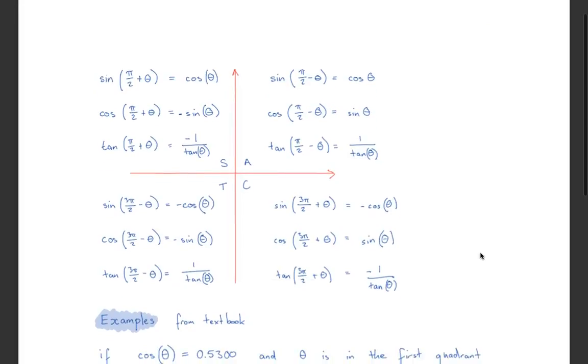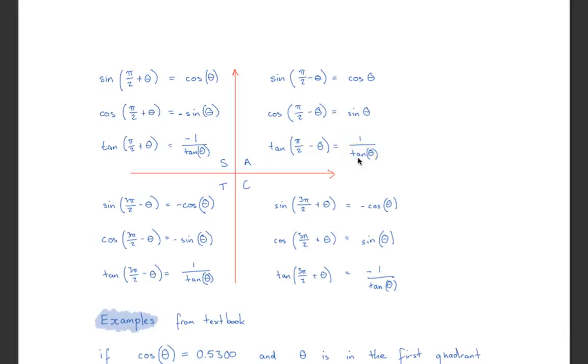So we continue with the argument, we can find these rules. In the first quadrant, if we're looking at this angle here, which is pi on 2 minus theta, sine of pi on 2 minus theta is equal to cosine of theta, cosine of pi on 2 minus theta is equal to sine of theta, and tan of pi on 2 minus theta is equal to 1 on tan of theta.